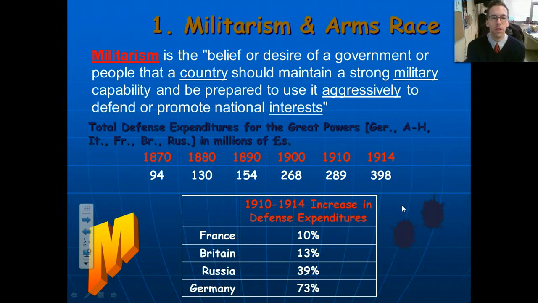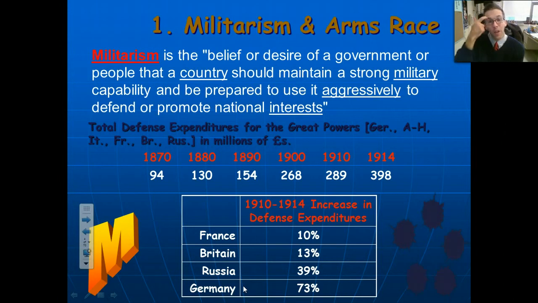So the first one here is militarism, all right? So what's happening in Europe is all of these countries are building up their military like crazy, okay? So you see the definition here, militarism. You should build up your military, be ready to use it aggressively in case you need it, all right? I mean, you look at this here, this is even before the war. In the 5 years before the war, Germany increases the amount of money they're spending on defense by 73%.